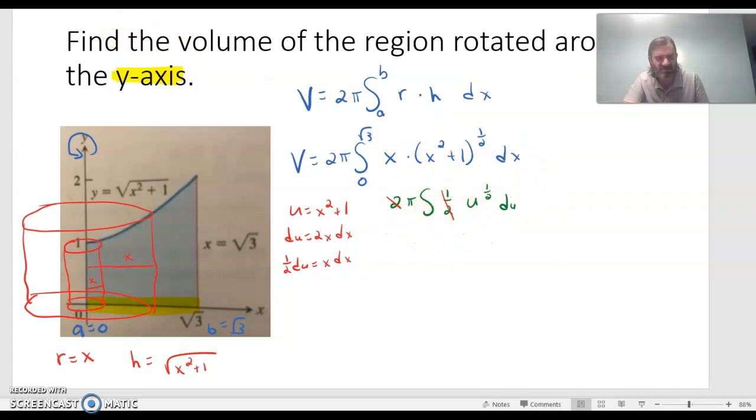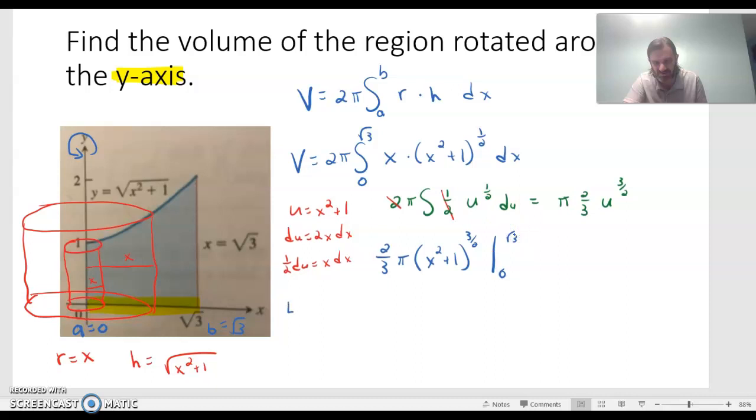Now I'm going to back up and do the reverse power rule. So I'll have pi on the outside, u to the 1/2 goes to u to the 3/2, divided by 3/2, it'll be 2/3. Okay, so that's the integration I get in terms of u, but let's put it back in terms of x. So it'll be 2/3 pi of x squared plus 1 to the 3/2, and then that'll be from 0 to square root of 3.